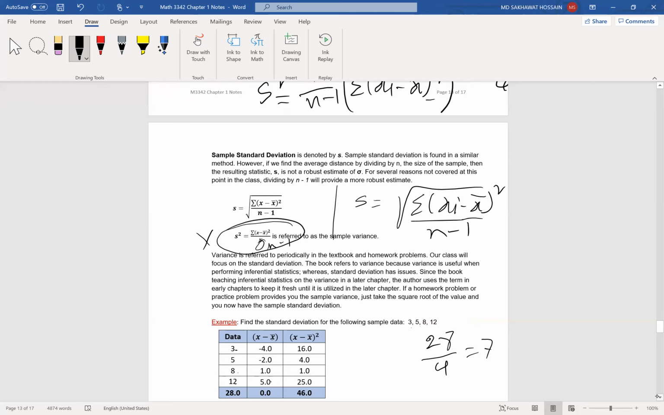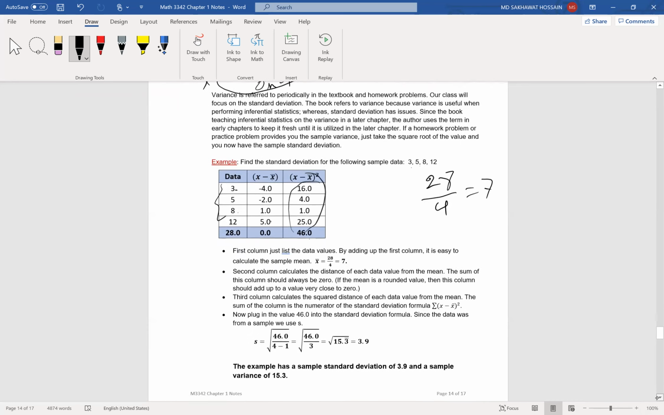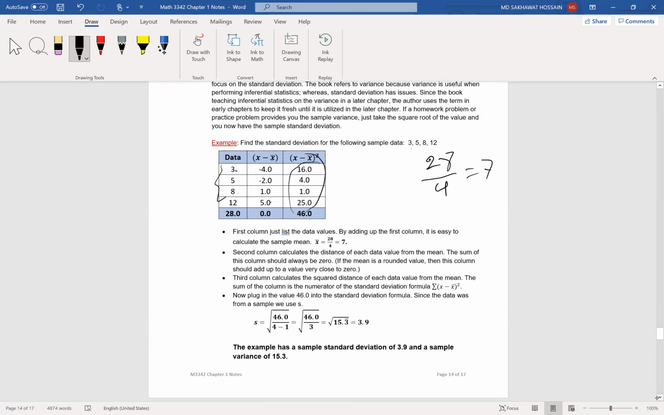Then we take the square of each number. The square of -4 is 16. The square of -2 is 4. The square of 1 is 1. The square of 5 is 25. Now if we add them together, it will be 46. So 46 divided by n minus 1. What is n here? N is the sample size, which is 4. So 4 minus 1 is 3. So 46 divided by 3 is the sample variance. And the sample standard deviation will be the square root of 46 over 3, which is 3.9.